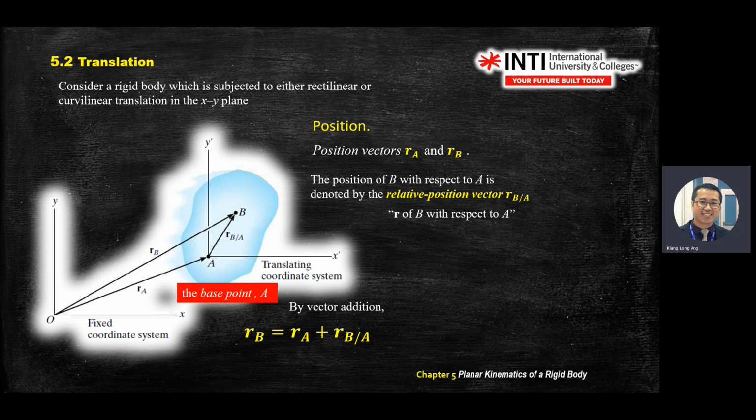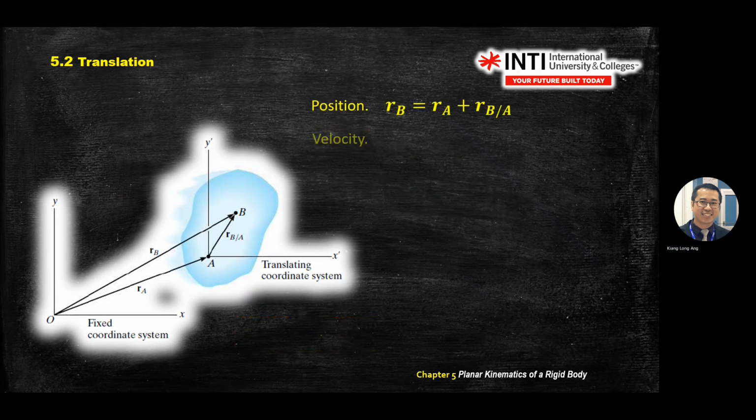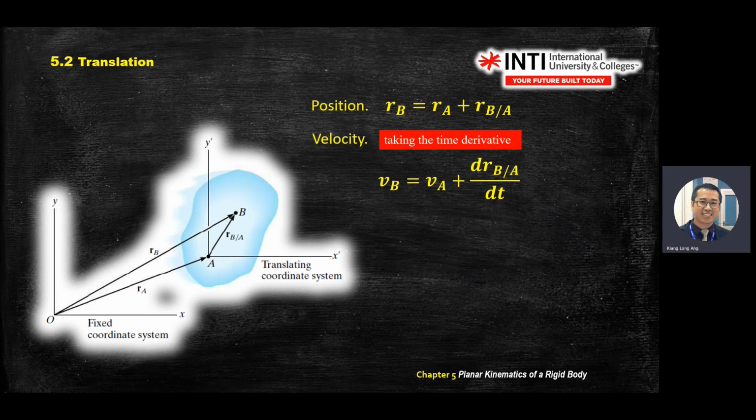Okay, correct? Just now the equation. So velocity, how do you find velocity? From the position, how do you find velocity? V equal to ds dt. Is there any S here? V equal to dr dt. Take the time derivative. dRB dt, you get VB. dRA dt, you get VA. dRB stroke A dt, you get this one.